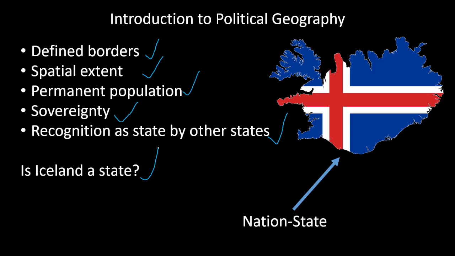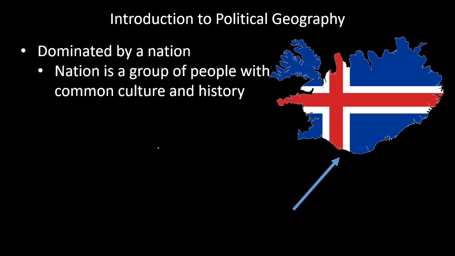It is a nation state. And a nation state is just a state dominated by a nation. So a nation dominates the government. And a nation is a group of people with common culture and history. This is a more social and political term than ethnicity and race. Ethnicity and race are more related to biology and grouping of people together. Nation is a more political and social term. So it's just a group of people with common culture and history.